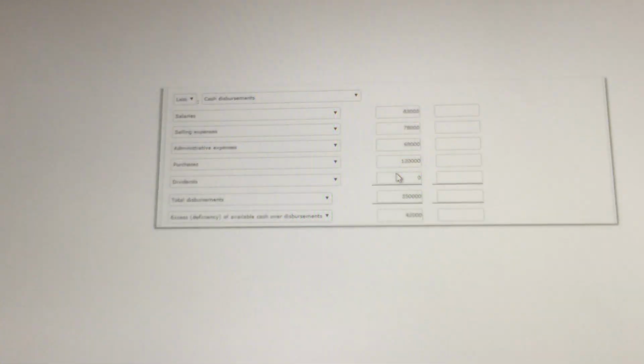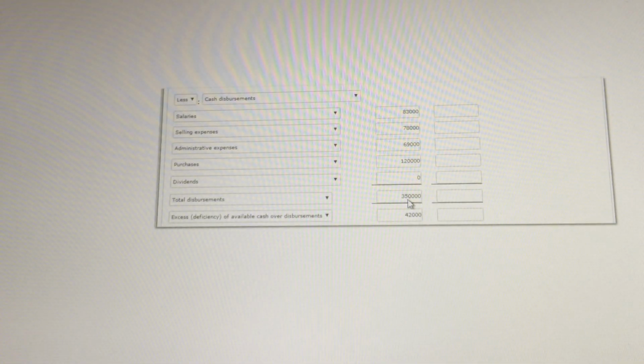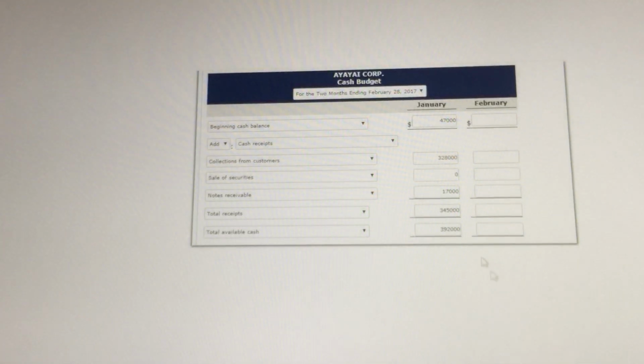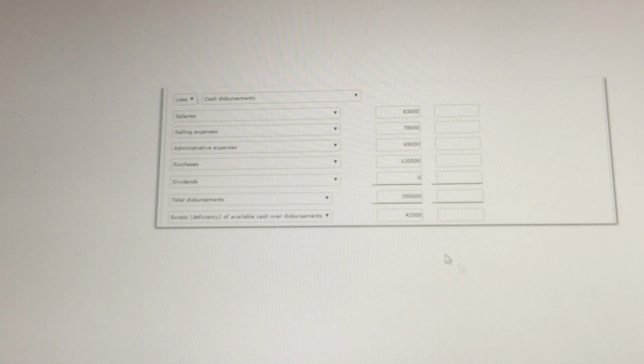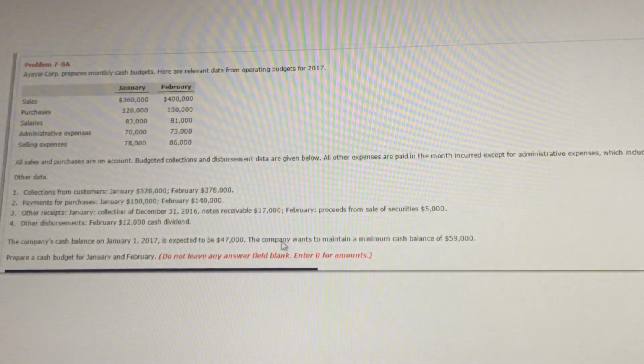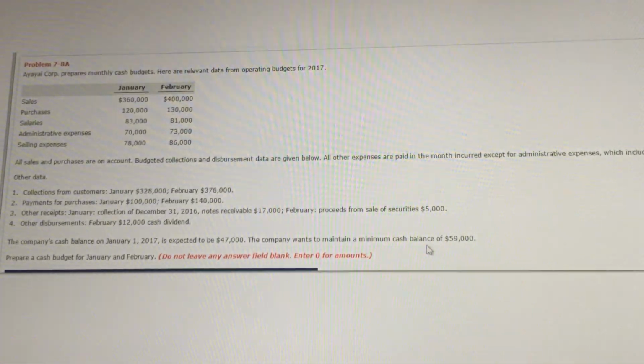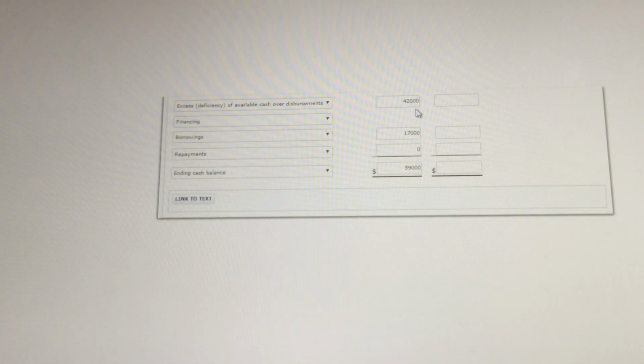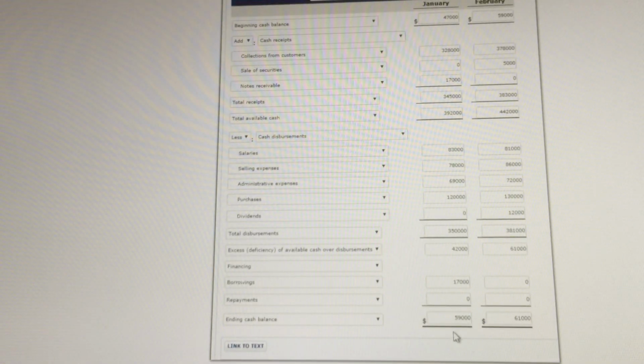So I added up the cash disbursements, and it was $350,000. I took the $350,000 from the $392,000 which I had above, and then I ended up with $42,000. Since the company wanted to maintain a minimum cash balance of $59,000, I thought, okay, there's $42,000, so I need to borrow some money to make it up to $59,000. Well, I found out that wasn't right, but here's what I ended up doing the first round.